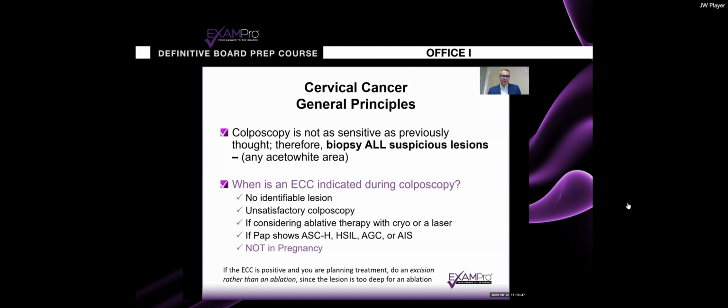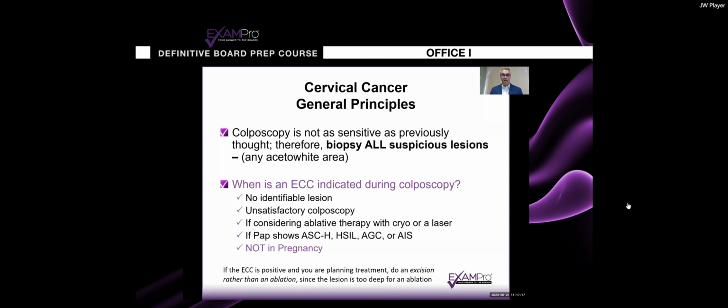This point, colposcopy is not as sensitive as we used to think. We used to say that a physician could likely look at a colposcopic exam and make the diagnosis, but studies showed that's not true. And so for that reason, if you see a lesion, you should biopsy it. What about doing an ECC? When is that indicated? Well, if you see no identifiable lesions on the ectocervix, you should evaluate the endocervix. If your colposcopy is unsatisfactory, that brings up a question to be prepared for.